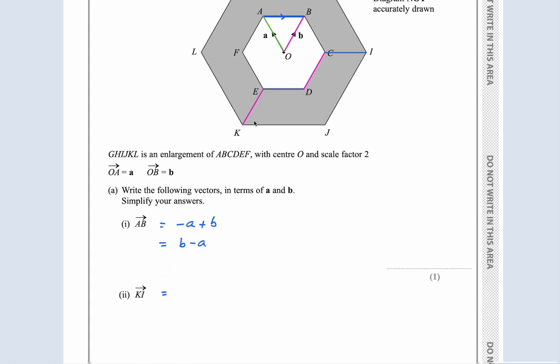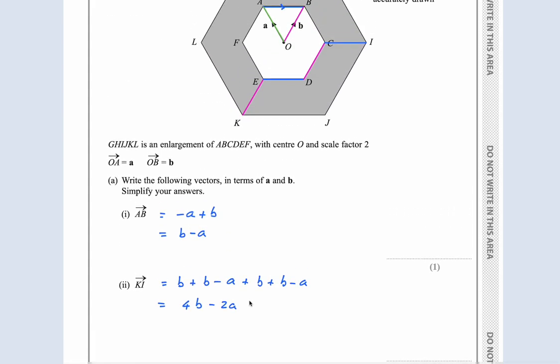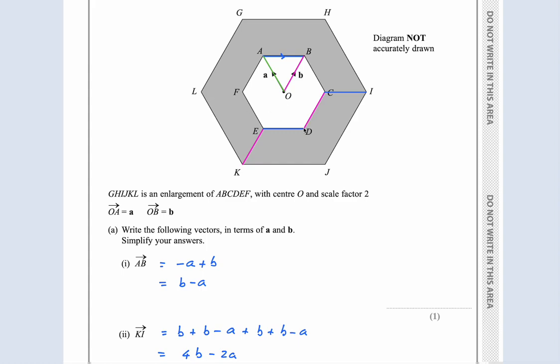So this is equal to a pink, which is B, plus a blue, which is B minus A, plus pink, which is B, plus another blue, which is B minus A. And we just simplify this, and I have B plus B plus B plus B, which is 4B. And I have minus A minus A, which is minus 2A. And there we go. And then finally LD. Okay, I'm going to go from L to D here. Same kind of thing, guys. I am going to go across a blue. I'm going to go down a green.